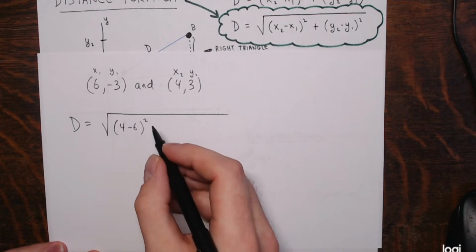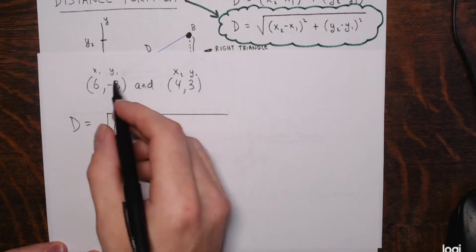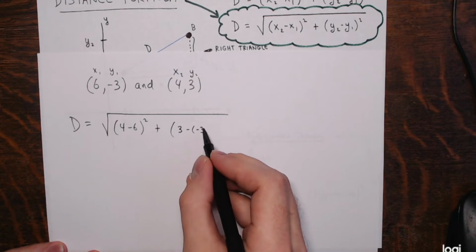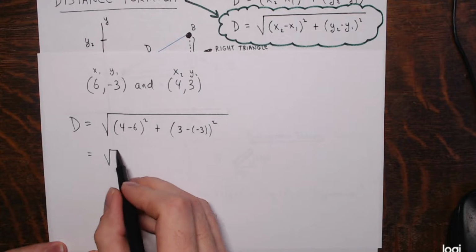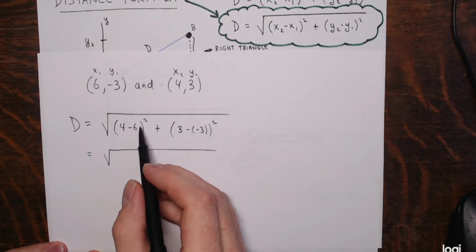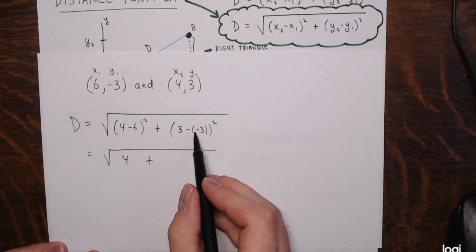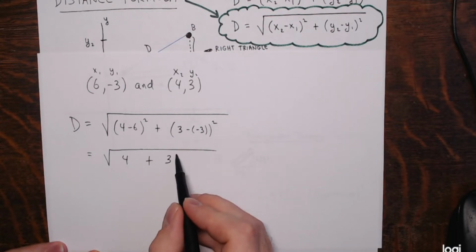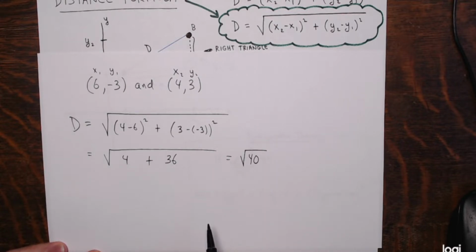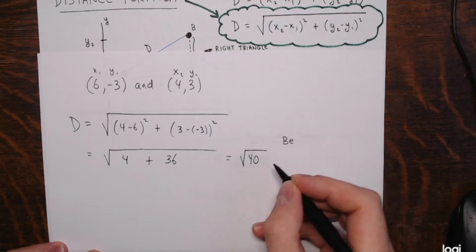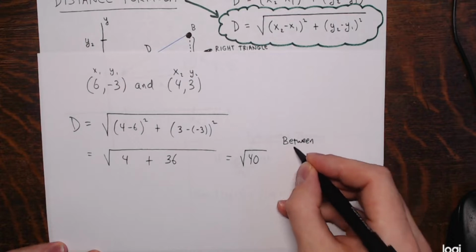So it'll end up being positive anyway because you're squaring. Plus, and then y2 minus y1, 3 minus negative 3, squared. So this is the square root of. Now, negative 2 squared is positive 4. And 3 minus negative 3 is 3 plus 3, that's 6. And 6 squared is 36. So we get the square root of 40. So this is between 6 and 7 units, right? Because 36 is 6 squared, 49 is 7 squared. This is between 6 and 7 units apart.